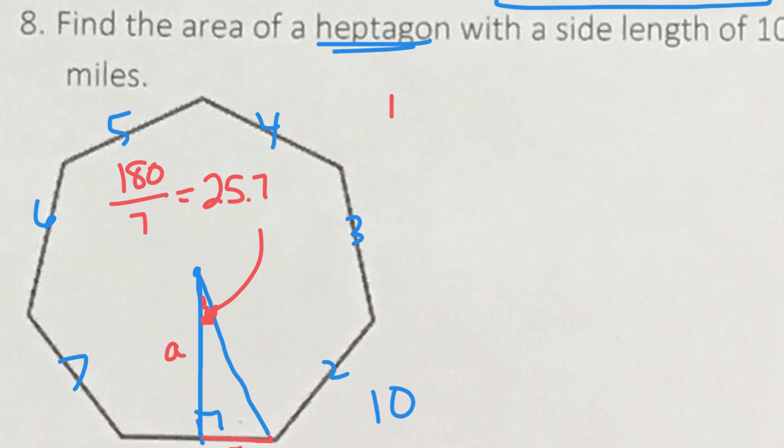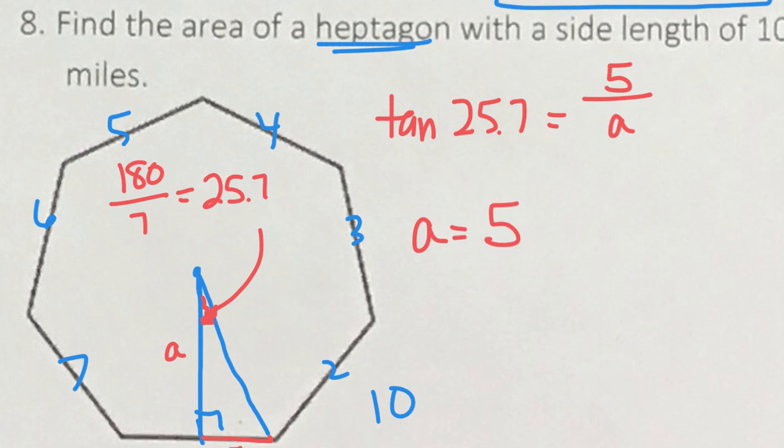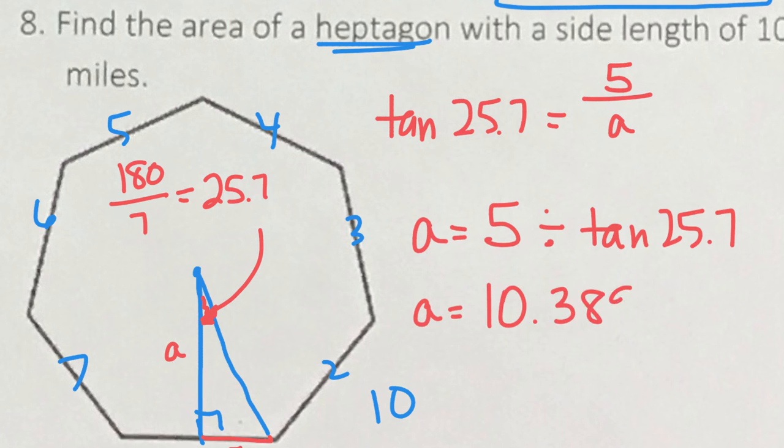Okay, so once again we have a tangent because we have the opposite side and the adjacent side. 5 over a: the opposite side is 5, and the adjacent side, your apothem, is a. So your apothem is half of the side length divided by the tan of 25.7. I am putting 25.7 into my calculator, and I have an apothem of 10.3892, which I'm just going to leave as 10.389.